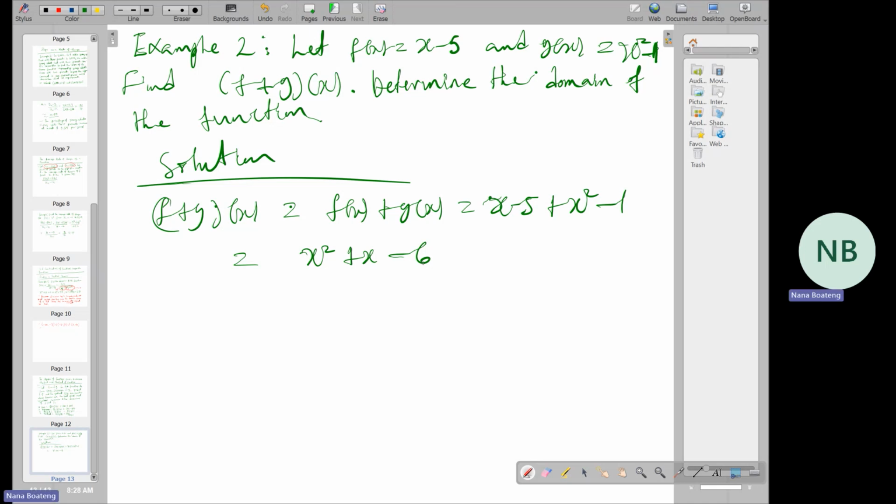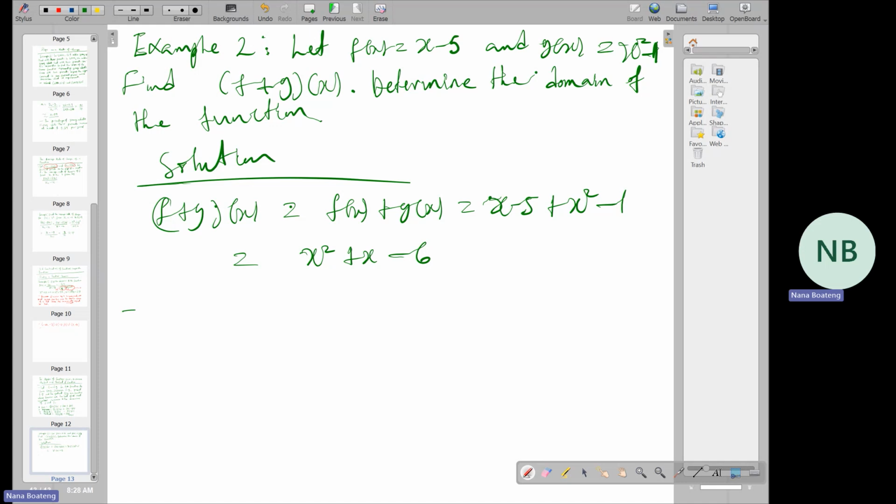And so the domain has no restrictions. There are no denominators. There is no x value in the denominator that would make this function have a restricted domain, or make the function undefined. So the domain of f of x has no restrictions.